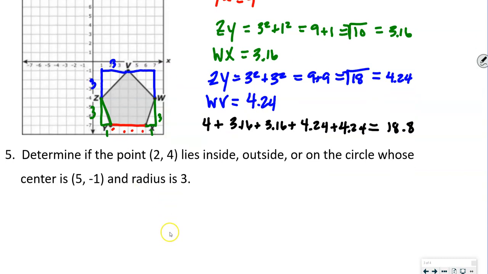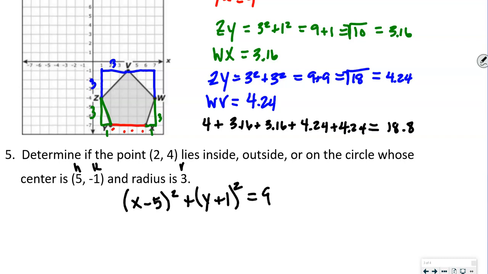All right, number 5 says, determine if the point (2, 4) lies inside, outside, or on the circle whose center is (5, -1), remember this is our h and this is our k, and the radius is 3. So this is our r. So we're going to write the equation of this circle first. Okay, so that's going to be (x - 5) squared plus (y + 1), and that's because it's minus a minus 1, squared, and then we're going to do the r squared, which is 3 squared, which is 9, okay?